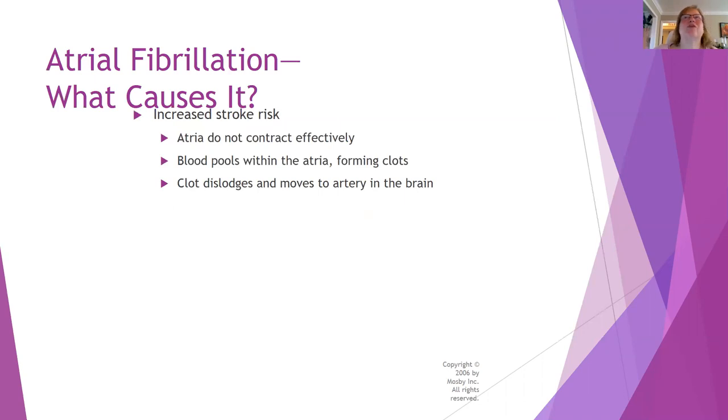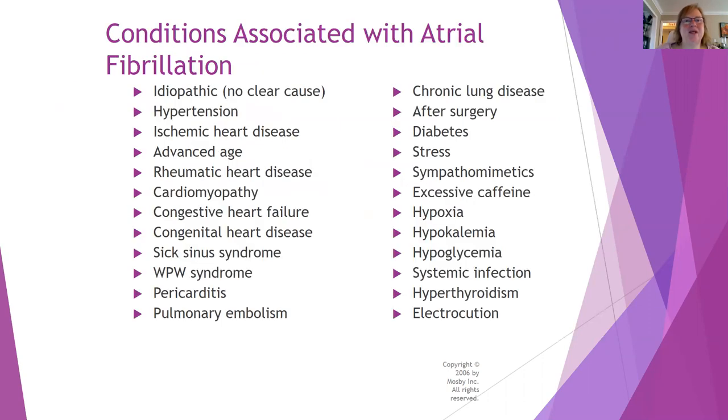Why do we worry about it? First of all, you all know this. Stroke risk, right? Because the atria are not contracting effectively, blood pools in the atria. It's not like you've got big, huge clots, but as the atria are fibrillating, you're forming microclots. And those microclots then move into our circulation, and they can move into the arteries in our brain, which are very narrow, and cause very significant ischemic problems in our brain.